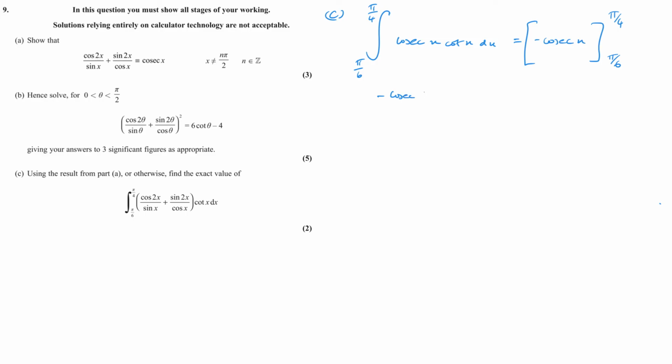Okay, and then I just need to substitute these values in. So minus cosec pi by 4 minus minus cosec pi by 6. So this is minus root 2 minus minus 2. Obviously, this being cosec, you just put in sine. So minus sine pi by 4 and then flip it. You can use the x to the minus 1 button in your calculator to flip it if you wish. So we've got 2 minus root 2. It's just an exact value, so that will be it. Now on to the final question.